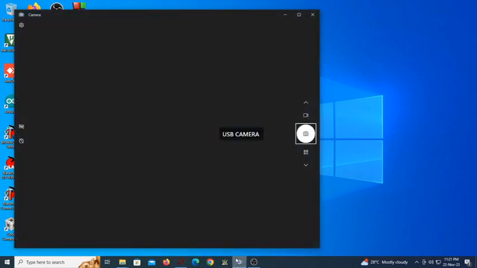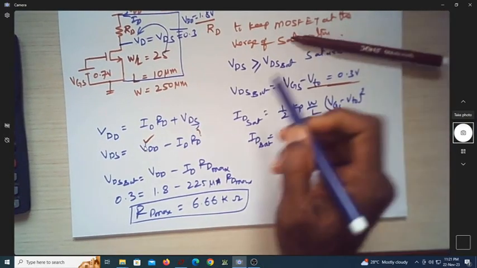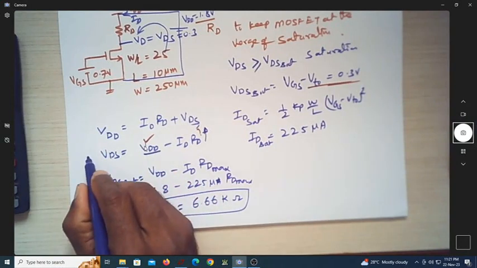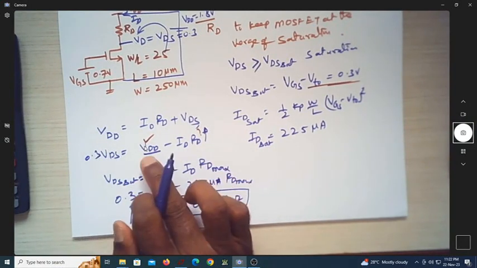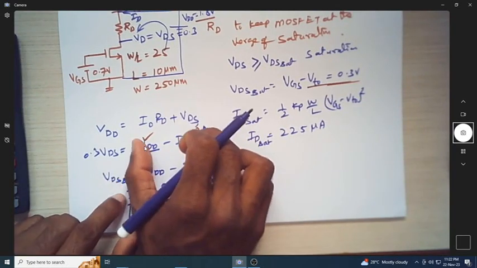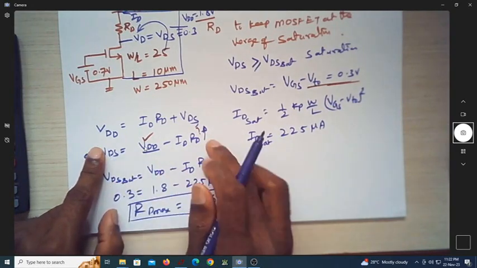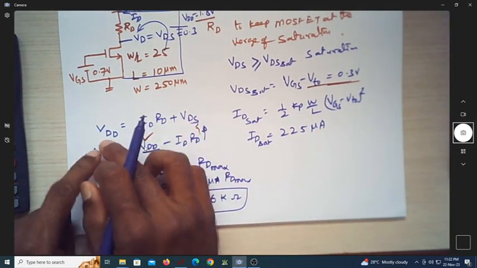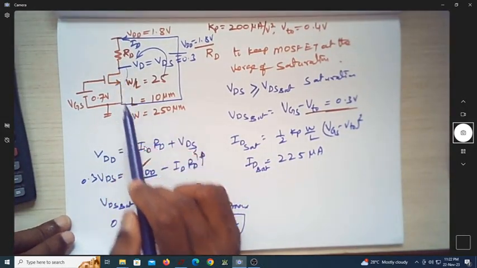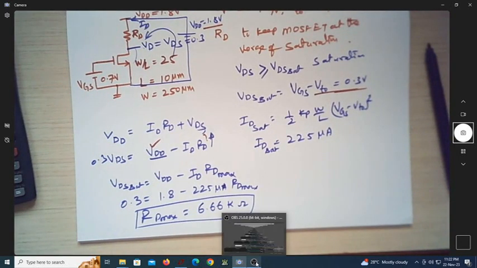See now, if I increase this value more and more, since this is constant, you are looking for this as 0.3. As this is constant, if I increase RD, this product increases, so the overall voltage starts reducing. So earlier this voltage is more. If you start increasing this, then the VDS starts coming down. So the value of RD at which this becomes 0.3 is 6.66 kilo ohms. That's how we can analyze this.